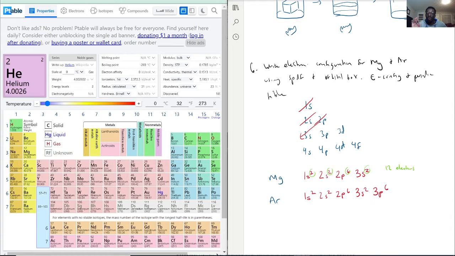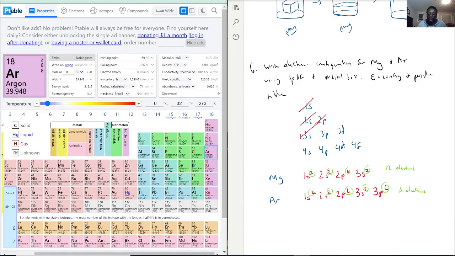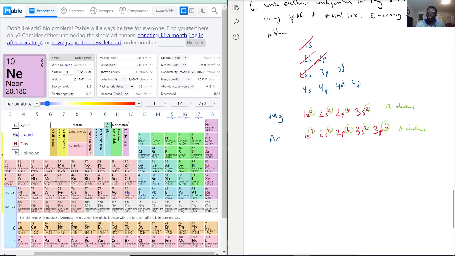So because we got 12 electrons for its neutral charge, we can assume that it has 12 protons, and because of that, we know that it's magnesium, the 12th element. And you see here, 2 plus 2 plus 6, that's 10 again, plus 2, that's 12, plus 6, that's 18 electrons total. And you'll see here that argon is the 18th element of the periodic table. But now we're not done yet. We still need the orbital box notation.